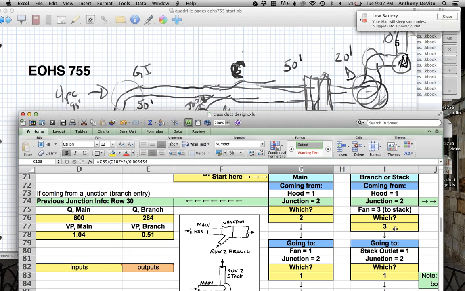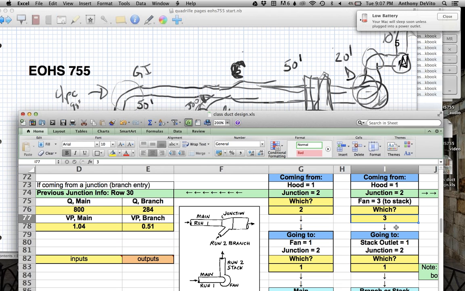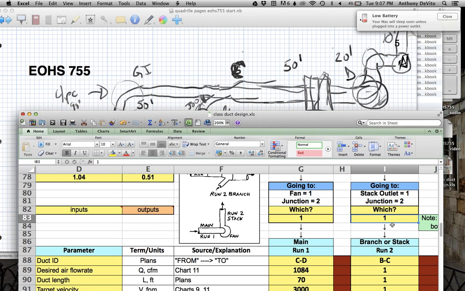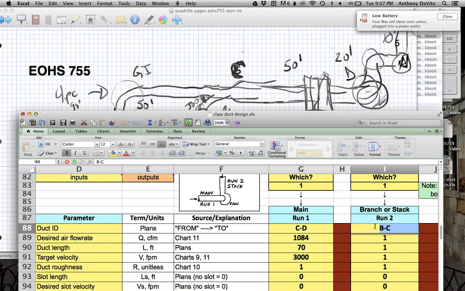So we're coming from, what are we coming from? A hood, a junction, or a fan? We're coming from the fan, so we put a 3 in there. Where are we going to? We're going to a stack outlet or a junction? We're going to a stack outlet, 1. Okay, so just to make this neat, it's going to be D to E.